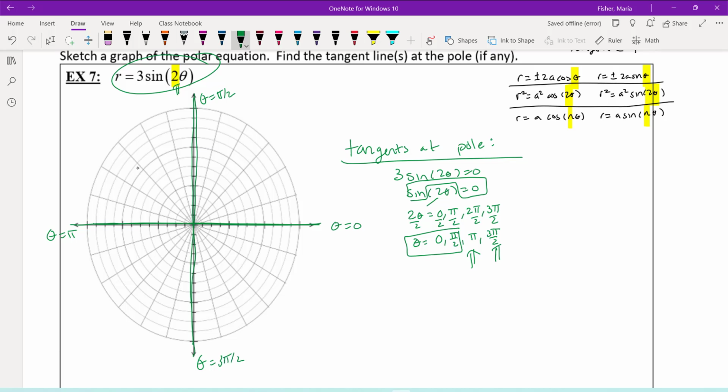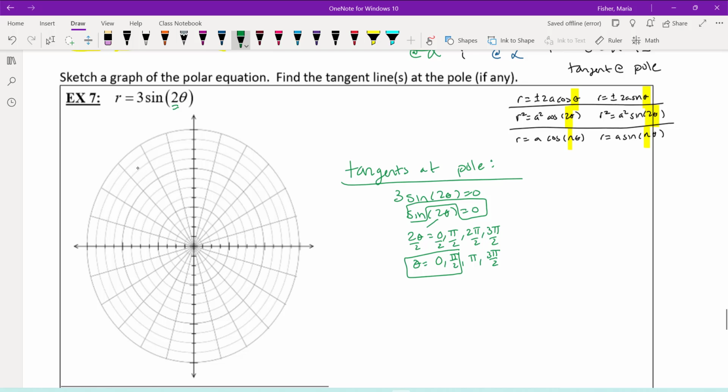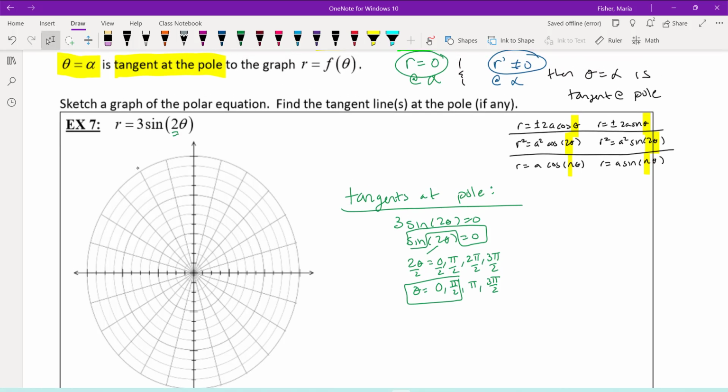So I don't need to go more than 2 out because they're going to start repeating each other. So that's why your tangents at the pole match the number multiplying theta. But I need to make sure that these are tangents at the pole. So remember, tangents at the pole happen where r is equal to 0, but where r prime does not equal 0. So I have to find r prime and then make sure that 0 and pi over 2 don't make that guy 0. R is equal to 3 sine of 2 theta.